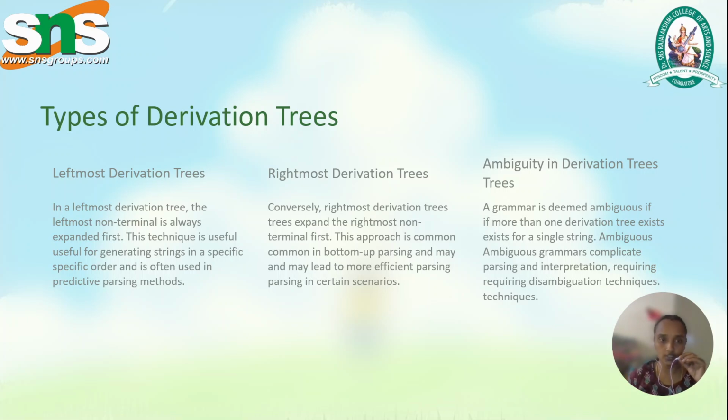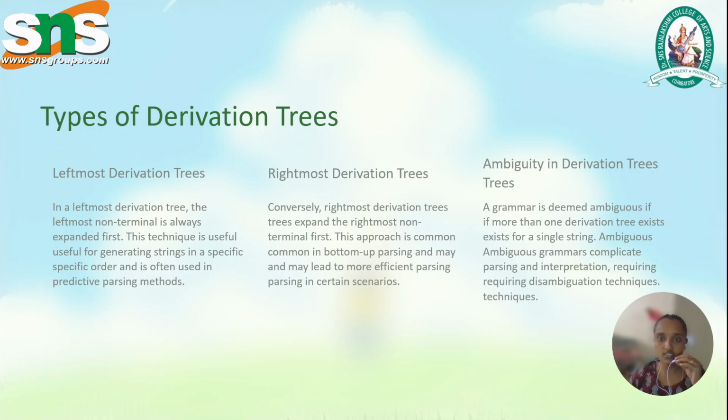There are two methods in derivation trees. One is top-down, from top to bottom. The next one is bottom-up, from bottom to top. These two methods may lead to more efficient parsing in certain scenarios. These are called leftmost derivation and rightmost derivation.